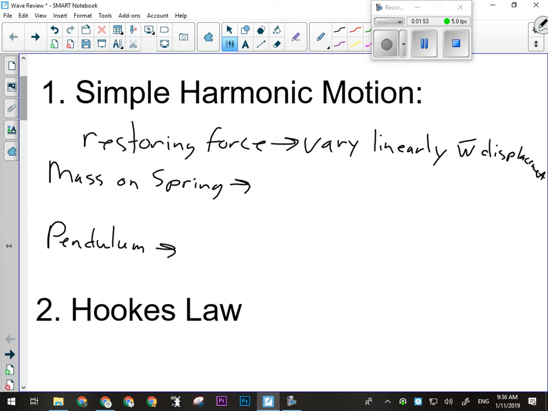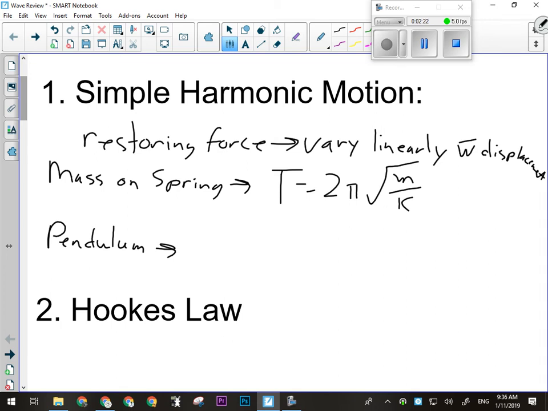Okay, what things affect the period of a mass on a spring? The mass and the spring, right? So T equals 2 pi times the square root of m over k. Mass and the spring itself are the things that affect the period of a mass on a spring.